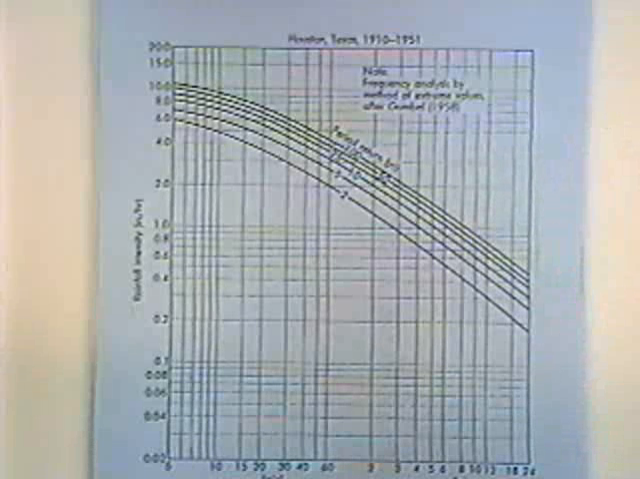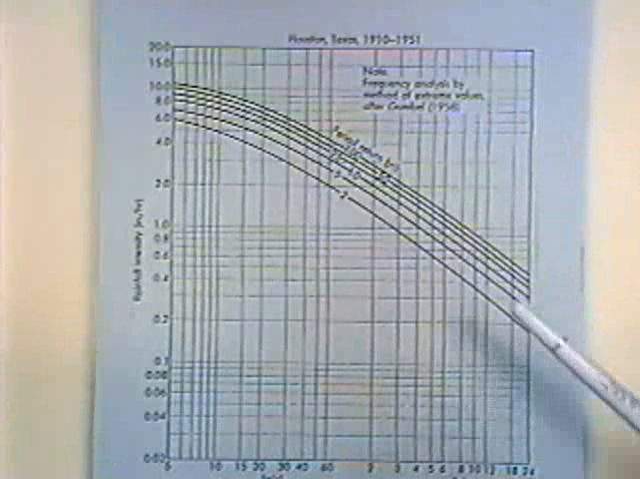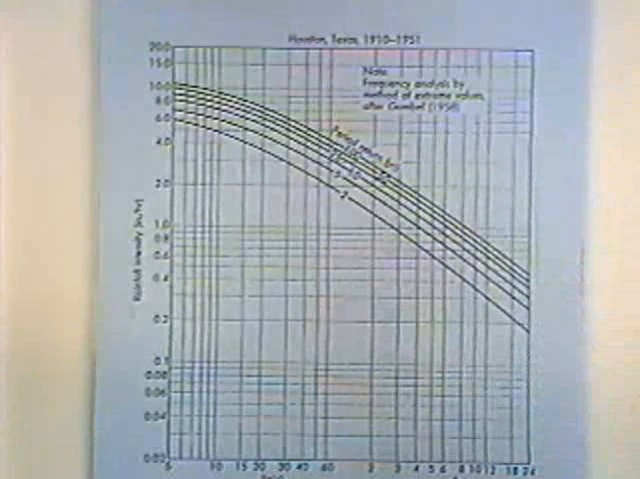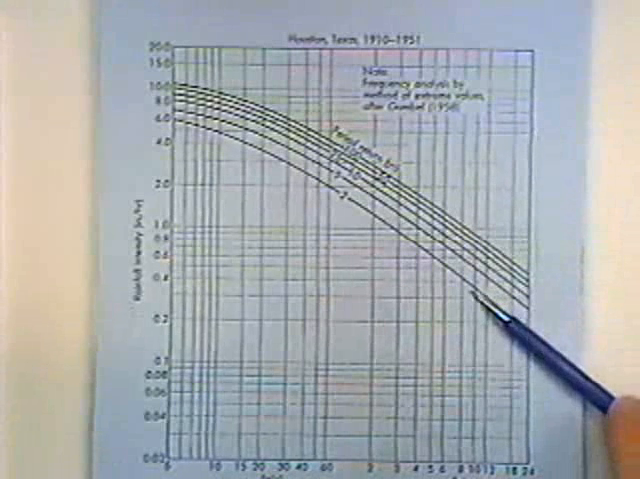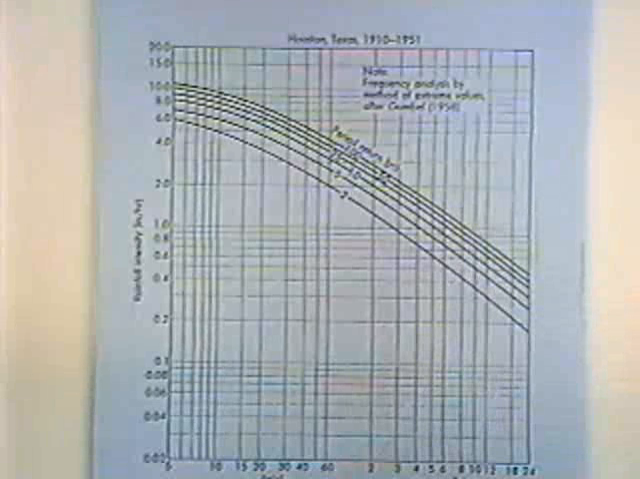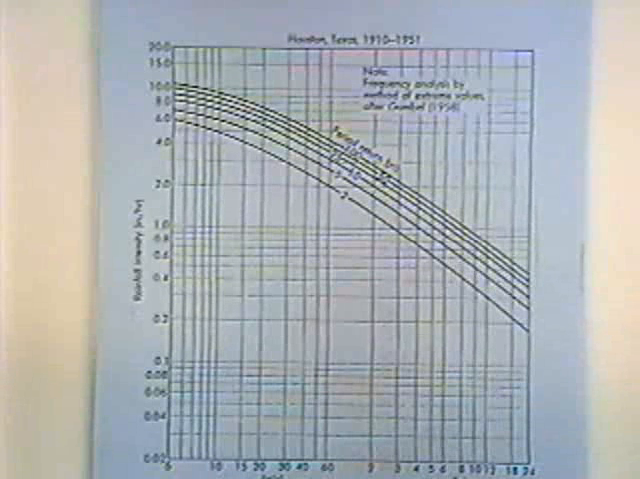But anyway, for the city of Houston, this is rainfall intensity in inches per hour versus duration, and it's for a given recurrence interval. So we've got a 2-year recurrence interval represented by this line, a 5-year recurrence interval, up to a 100-year recurrence interval. What you're looking at is a very typical way of expressing the IDF relationship, the relationship between rainfall intensity, duration of the rainfall, and the recurrence interval.